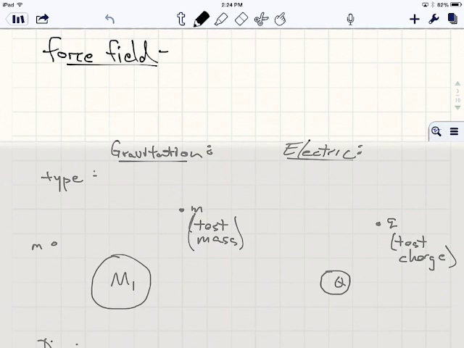Hello class, today's lesson is going to be on force fields, and in particular we're going to focus on the electric field.